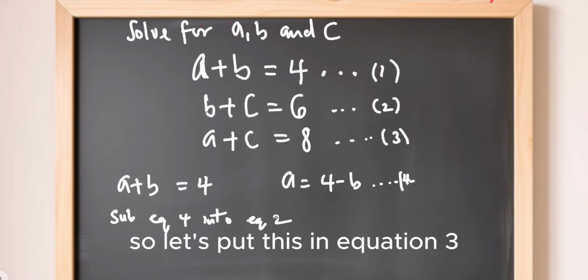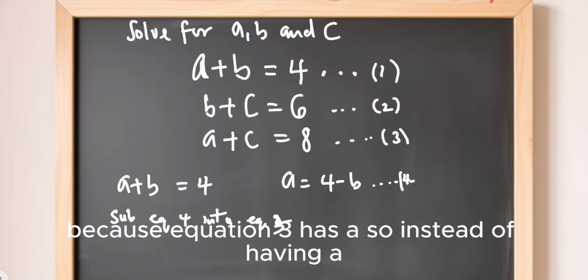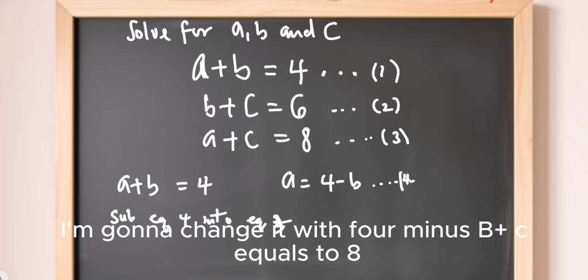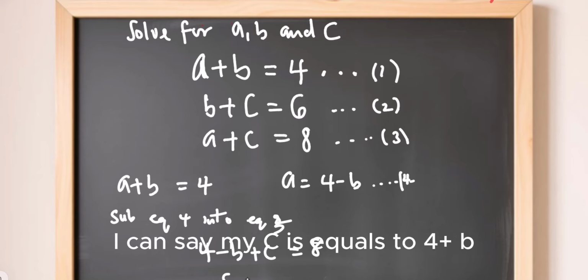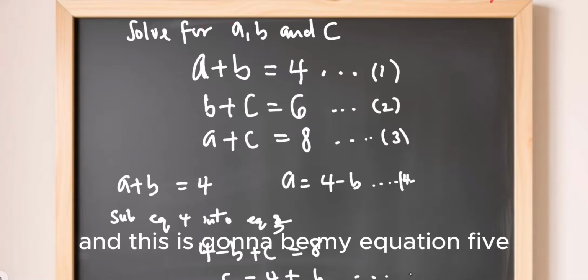So let's put this in equation 3 because equation 3 has A. So instead of having A, I'm going to change it with 4 minus B plus C equals 8. So rewriting this given equation, I can say my C equals 4 plus B. And this is going to be my equation 5.